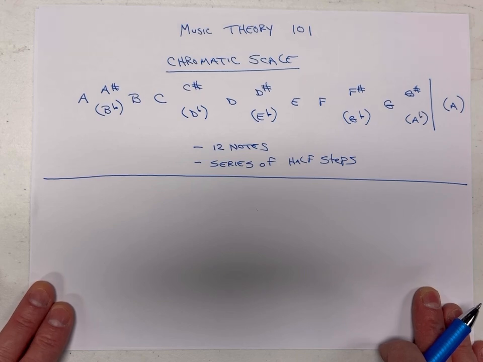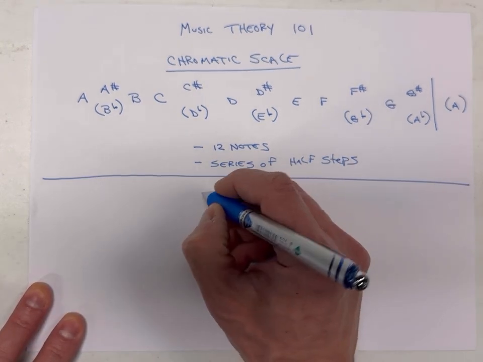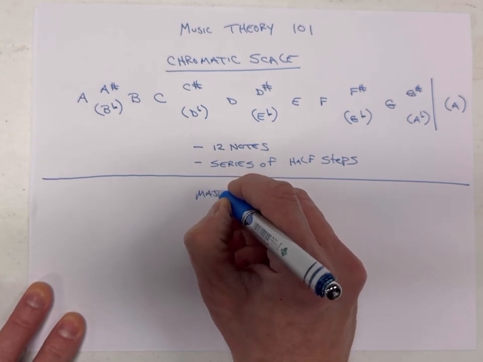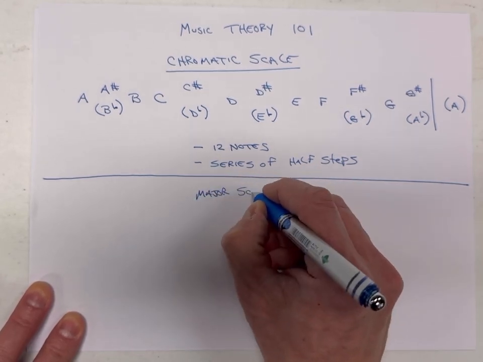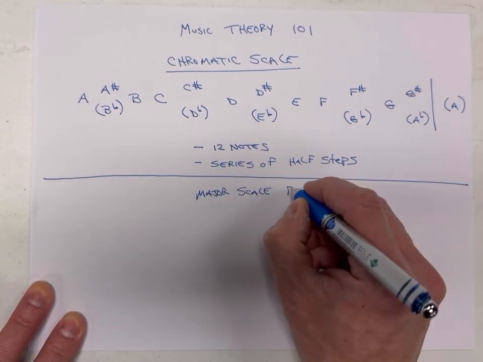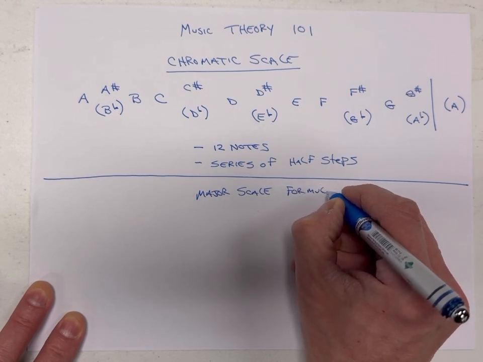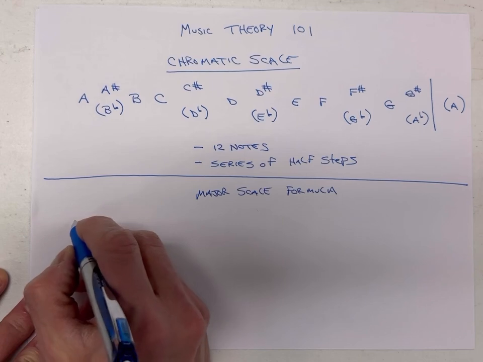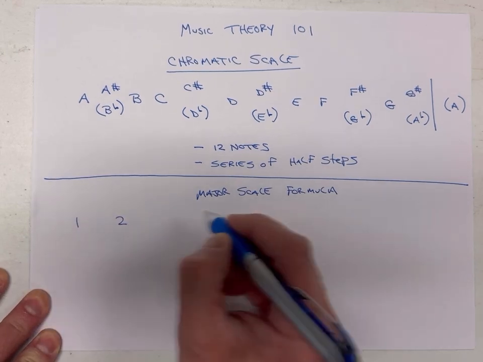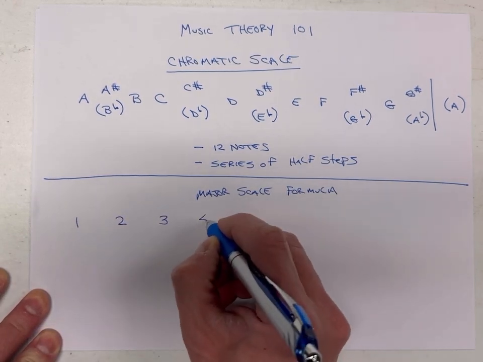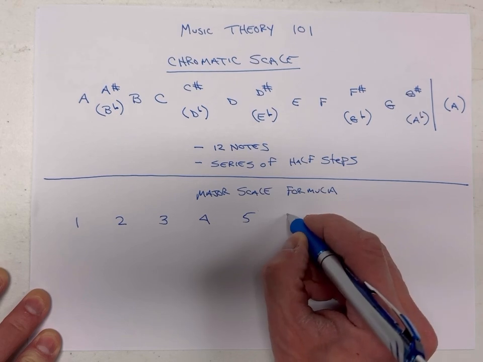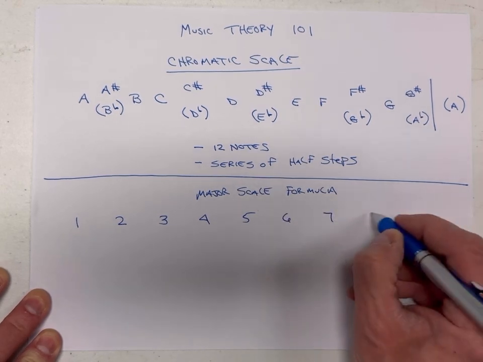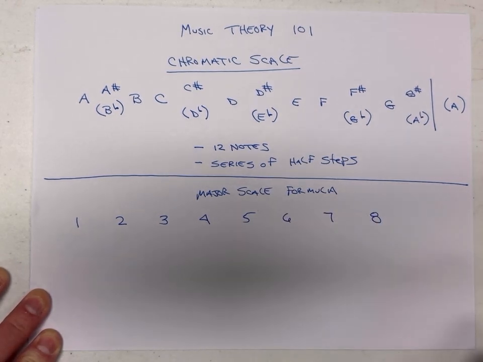So as we move forward into the next section here, the next thing that we're going to talk about here is the major scale formula. The major scale contains 7 notes. And I have to write an 8 over here, and you'll see why here in a second.